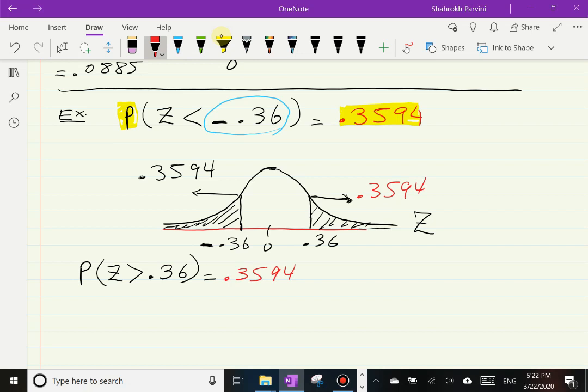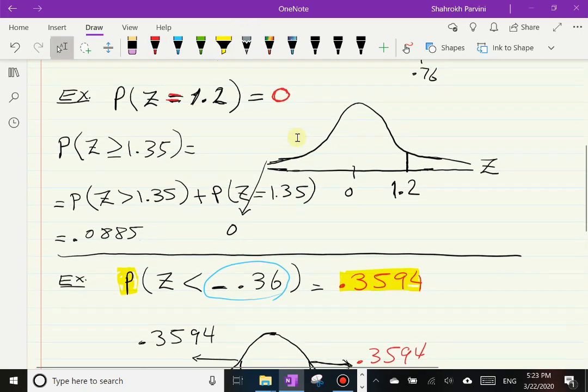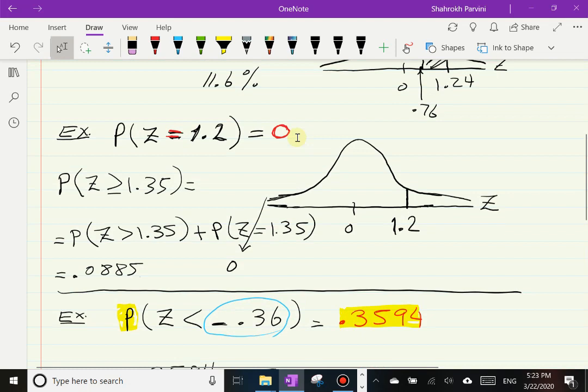Now, these probabilities, we can find them in StatCrunch. So again, I've kept track of all of these as I wrote them down on the screen for you. Less than negative 0.36, greater than 0.36. I just added that to my notes, and greater than or equal to 1.35. And with that, we're going to go to StatCrunch.